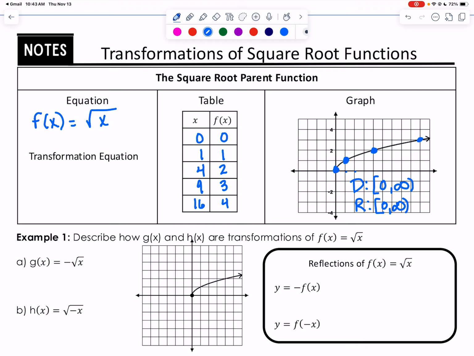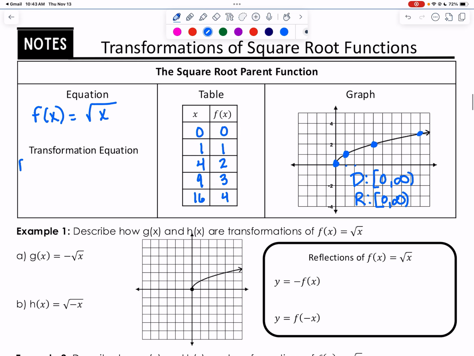Now, we can move the square root function around on the coordinate plane if we change its parameters. So the transformation equation would look like this. f(x) is equal to a times the square root of b(x minus c) plus d.